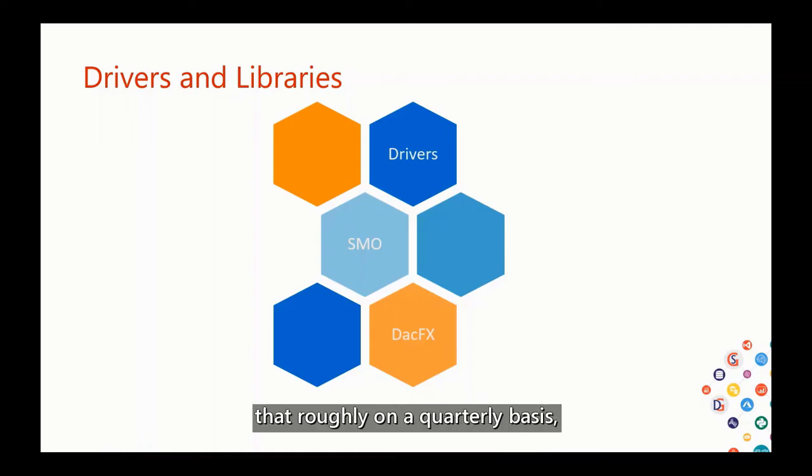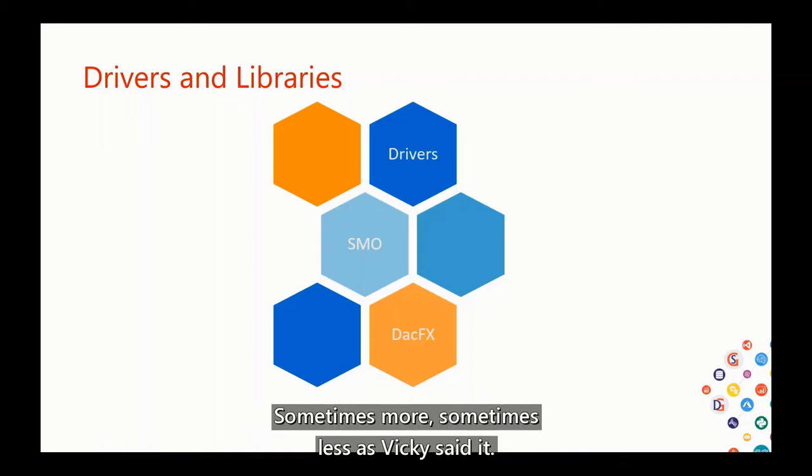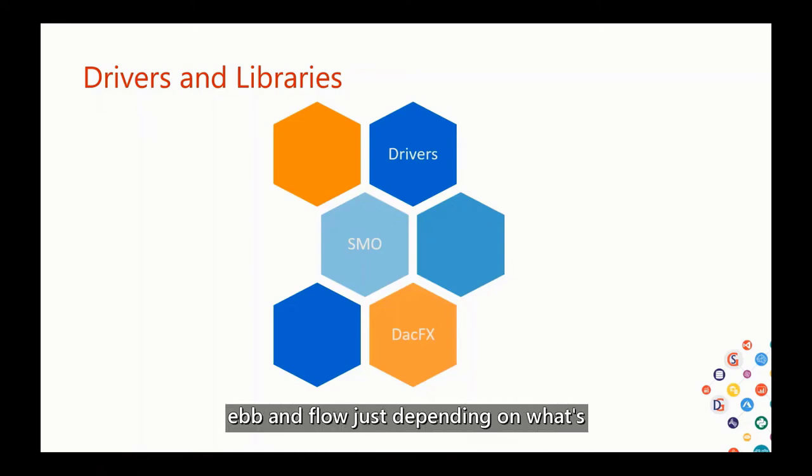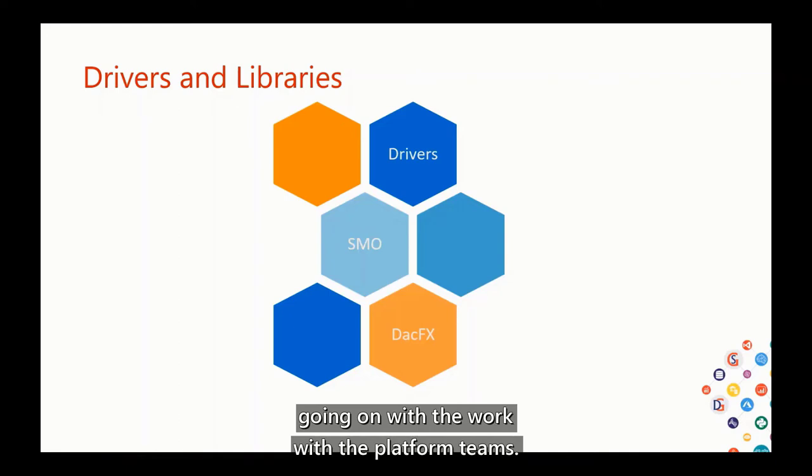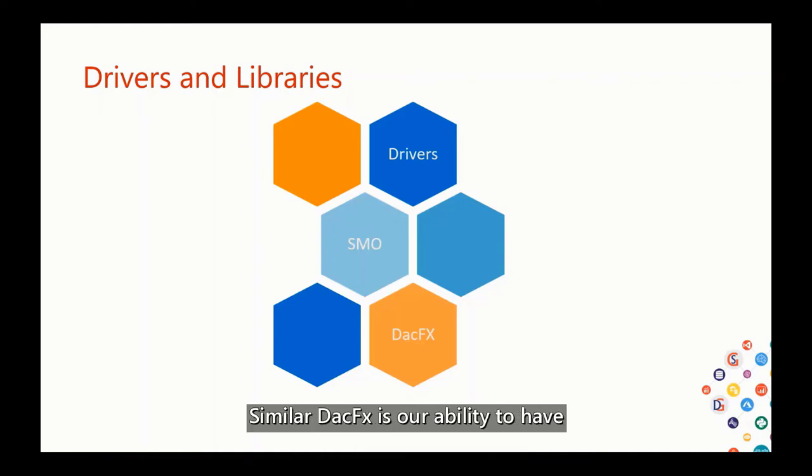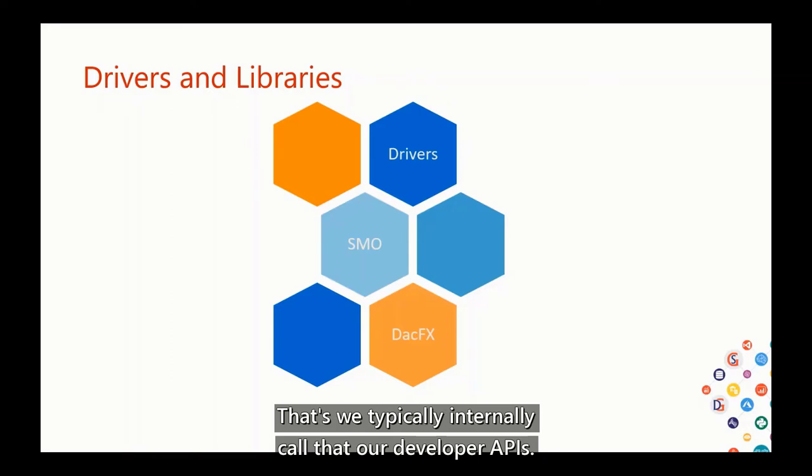And we're shipping that roughly on a quarterly basis, sometimes more, sometimes less, as Vicky said. Some of those things ebb and flow just depending on what's going on with the work with the platform teams. Similar, DACFX is our ability to have that representation of a database and be able to do things like schema compare, deploy, do the whole upgrade workflows for deployment, CI/CD scenarios. We typically internally call that our developer APIs. But both of those now are first class citizens, and we're investing heavily in both of those still today.